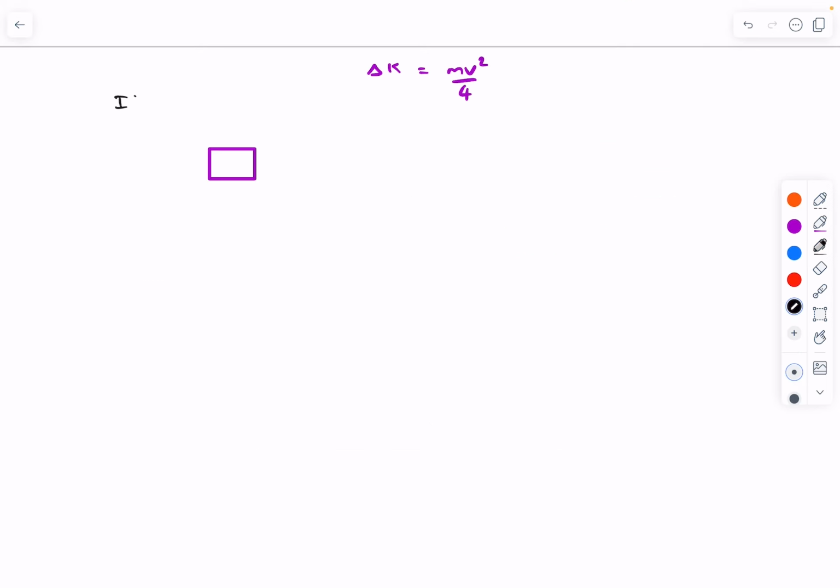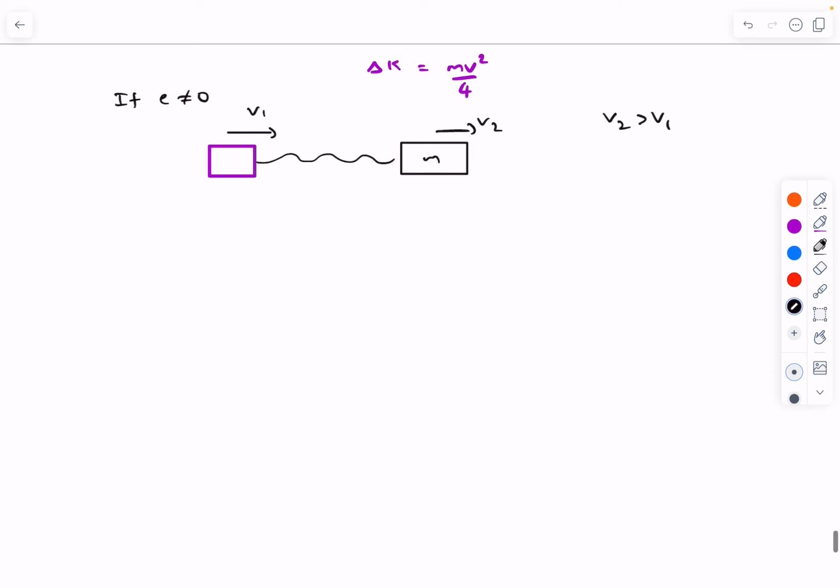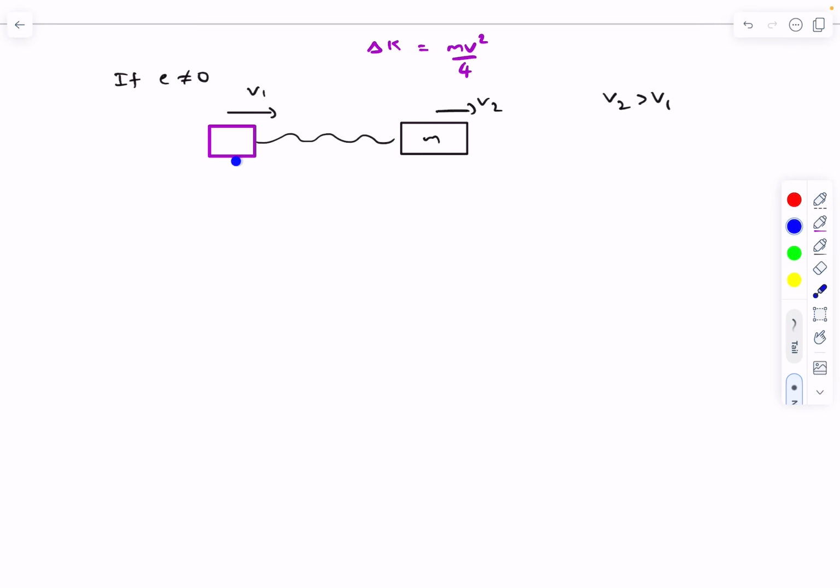So basically, if E is not equal to 0, then after collision, this guy will have some velocity, let's say V1, and let's say the string is loose for a bit, and the other mass will have some velocity V2, and definitely V2 will be greater than V1. Okay, so after collision, they'll start separating out. So after some separation, there will come a point where the string becomes taut. So let's draw that situation.